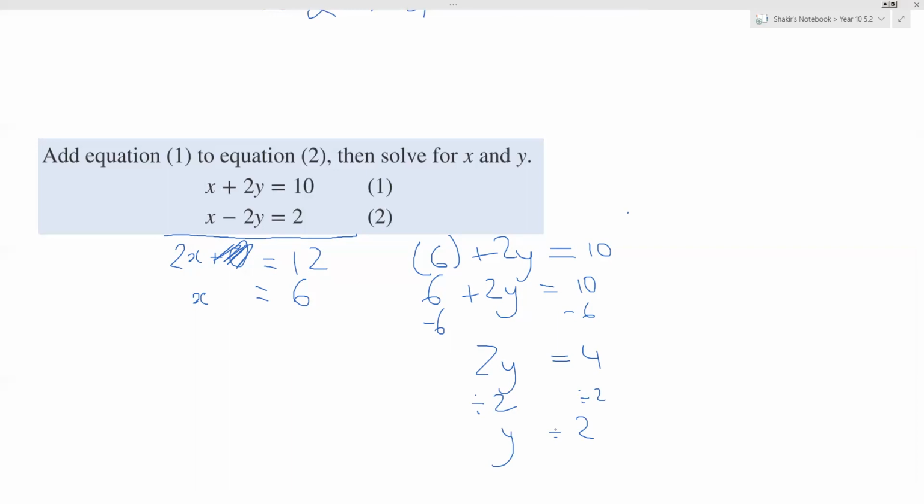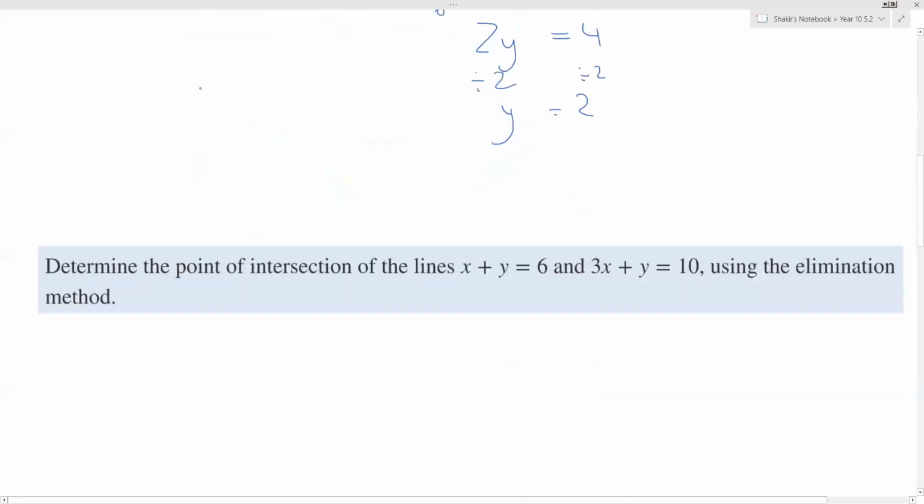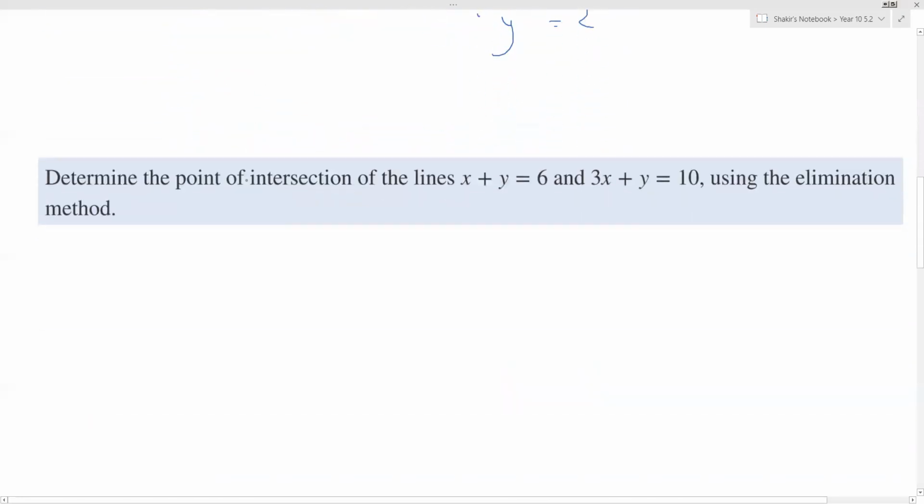You can add equations together or you can subtract them in order to eliminate a variable, so in order to get rid of one variable. Let's have another look. Determine the point of intersection of the lines x plus y equals 6. Let's write this down. x plus y equals 6.